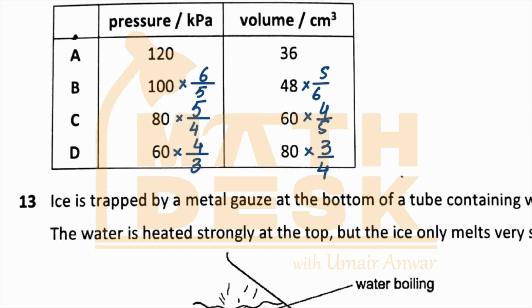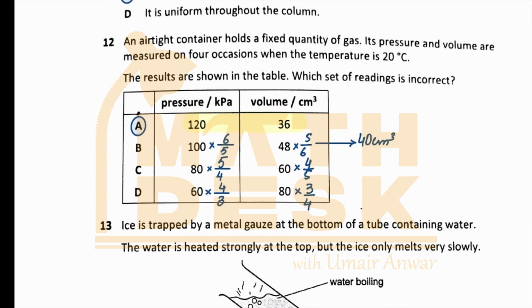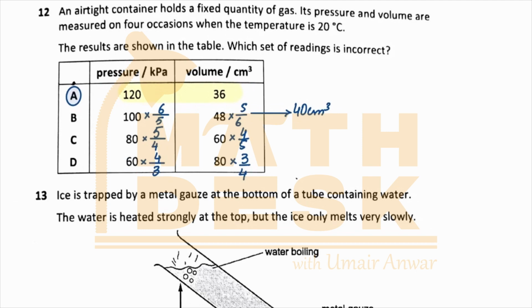Now for this conversion we get an answer of 120 for pressure, but the answer we get with this multiplication is 40 and not 36. So it means that this set of values is not correct because the volume's value is not correct over here. So we would encircle this option, that this set of values is not correct.